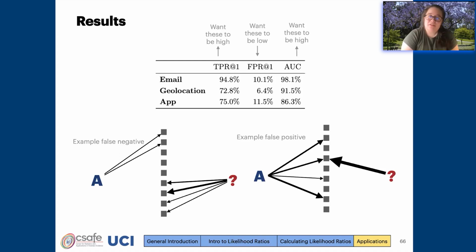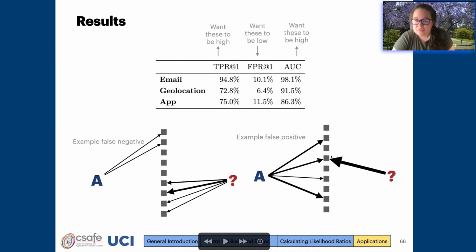And what happened here is this person A moderately visited several different locations, but the unknown source person had very heavy visits that overlapped with one of these moderate locations. So they had a lot of data. So the likelihood ratio is a little bit sensitive to this particular case.